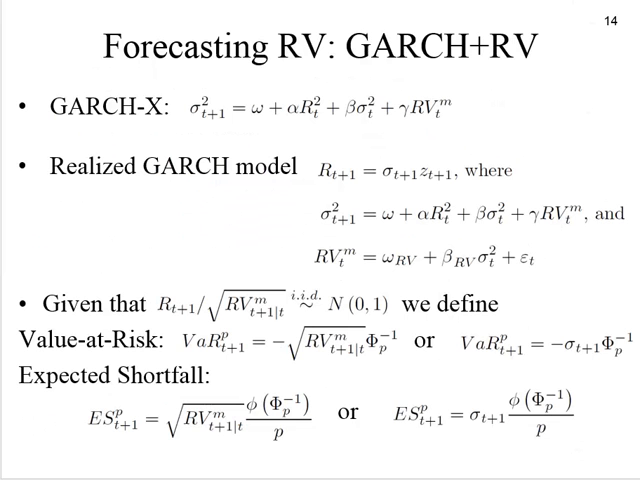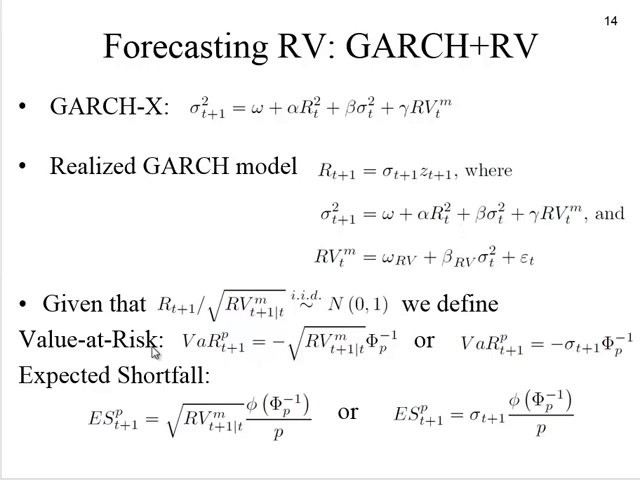The GARCH model can also be used to forecast future volatility. The GARCH-X model adds realized volatility to the GARCH(1,1) model. The realized GARCH model adds an error term to the modeling of realized volatility, and it is estimated via maximum likelihood estimation, assuming that the error term and the standardized return are jointly normally distributed.